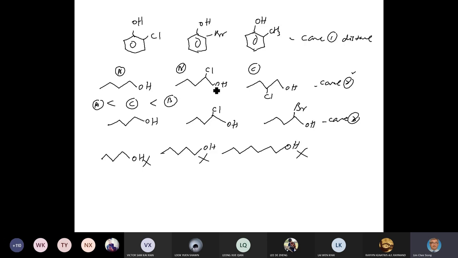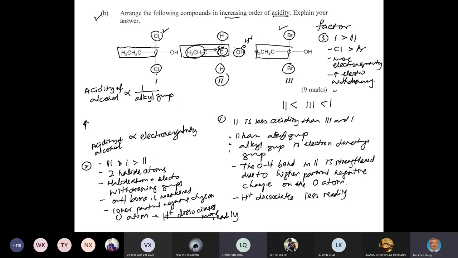Get the point? So here you can see what the difference is. Normally, we give you the same halide atom with different distance, or the same distance with different halide atoms. So you can use this to compare. When the halide is further from the OH, that means the distance is longer, then the acidity is lower. Yes, correct. So case one is the same as case three, is it? Yes, correct. Okay, done for here.